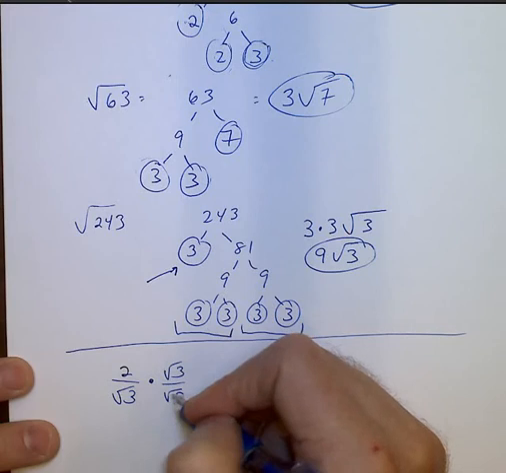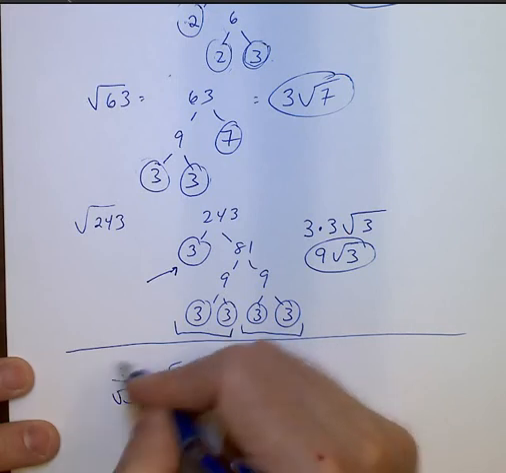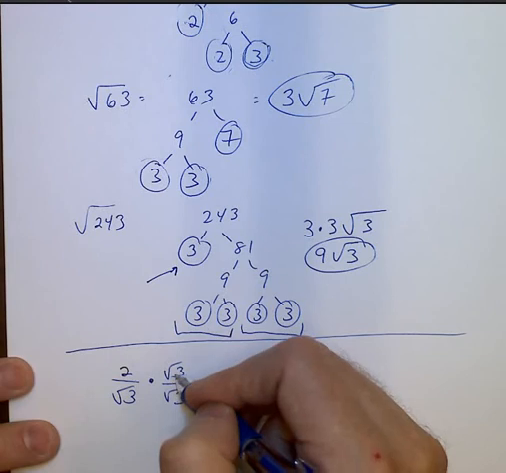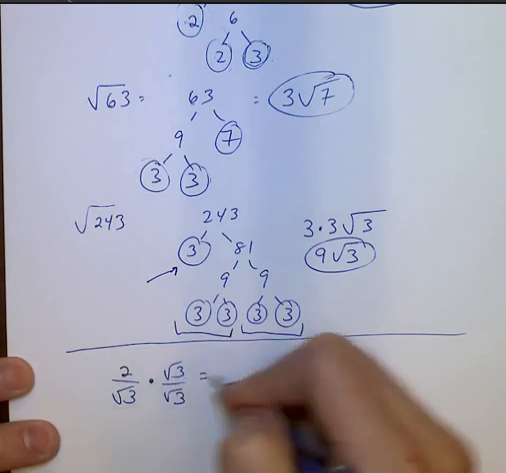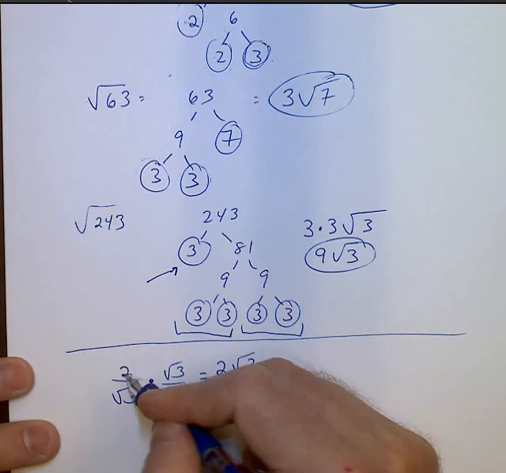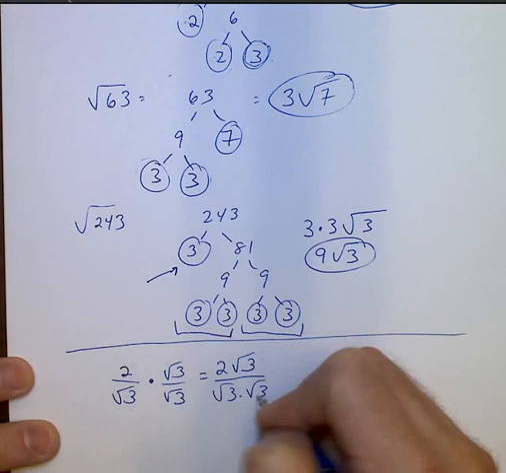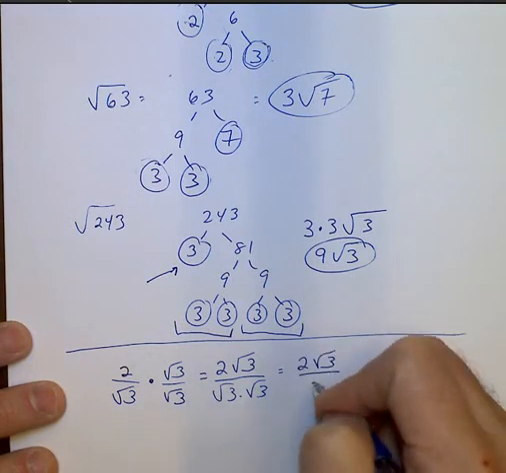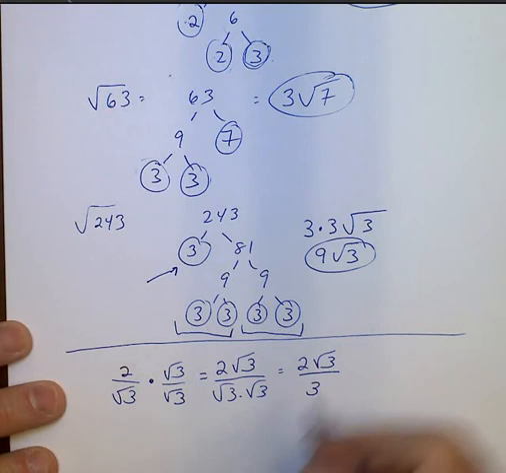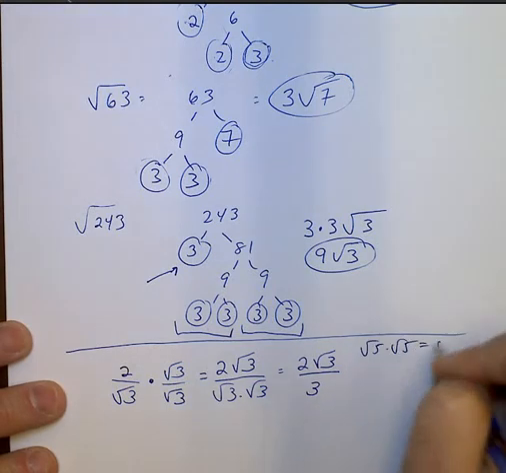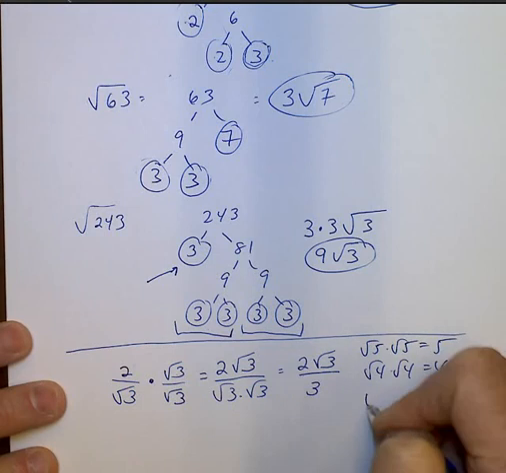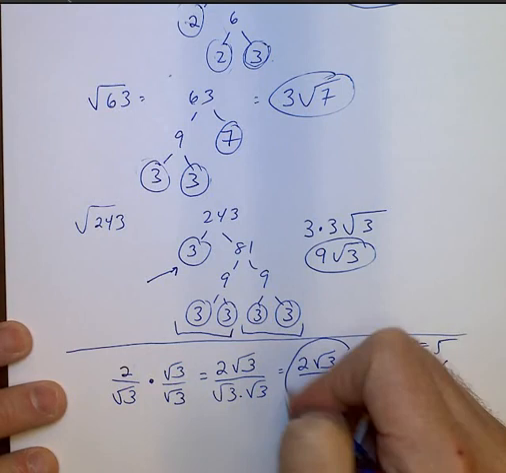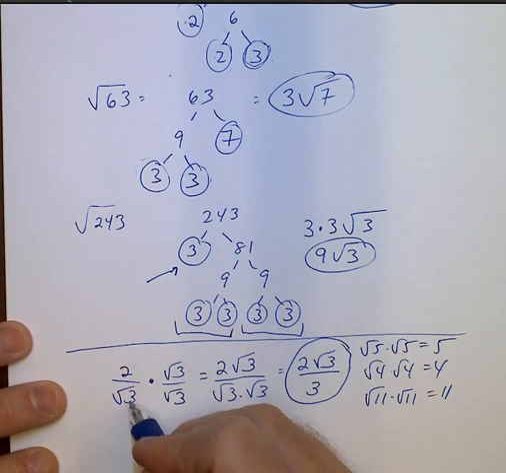But the net effect of doing this, by taking this radical and multiplying it by a form of 1, which in this case is root 3 over root 3, 2 times root 3, and root 3 times root 3. Anytime you have a square root times itself, it's the same thing as just getting rid of the radical. Root 5 times root 5 is 5. Root 4 times root 4 is 4. Root 11 times root 11 is 11. Root 3 times root 3 is 3. What we've done is removed the radical from the denominator by multiplying it by 1.